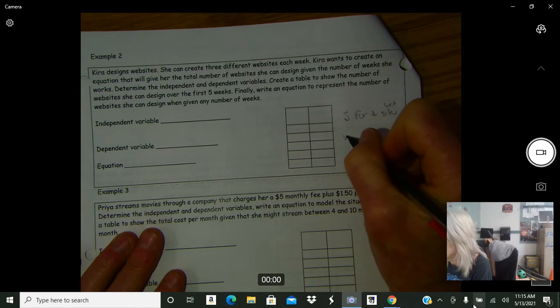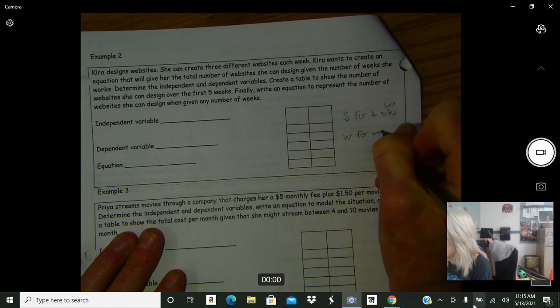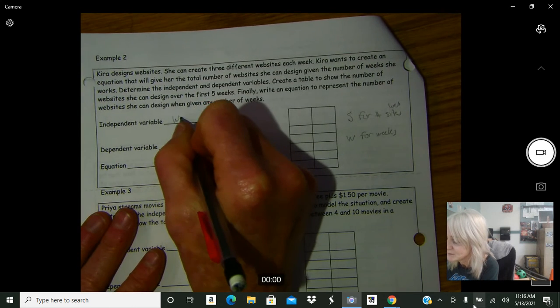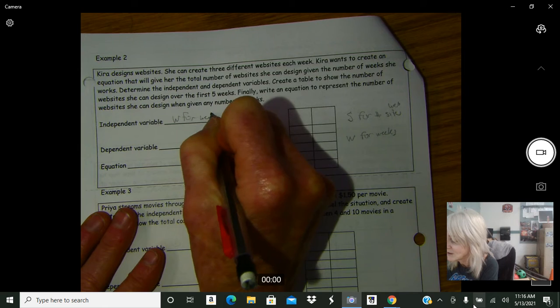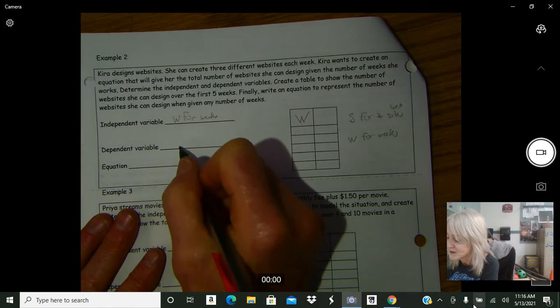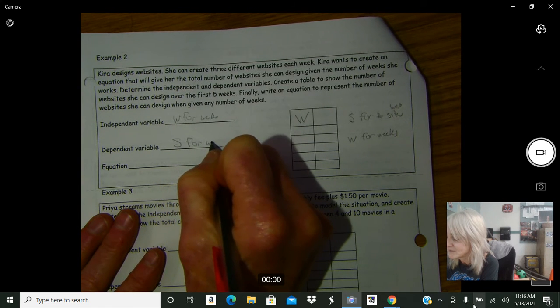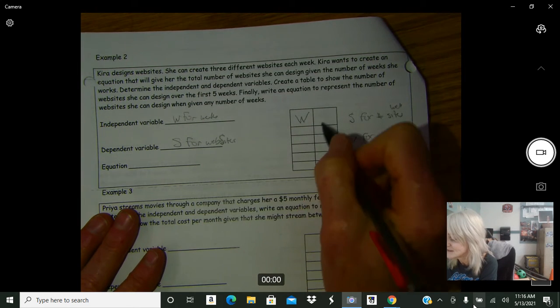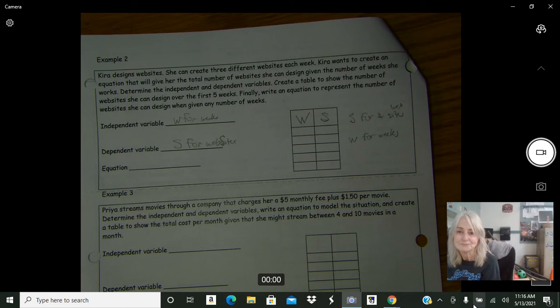That way they're both not W, and W for the number of weeks. So now we want to think about what is independent. Are weeks going to change depending on if she makes more or fewer websites? No. So we would say that W for weeks would be our independent. So we will put W in the independent column. That means S for websites, and we can use a capital S for the sites, is our dependent.